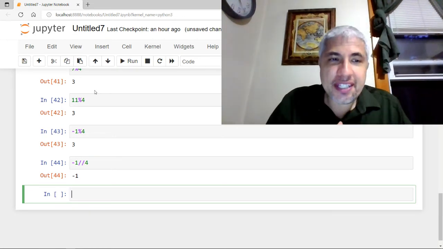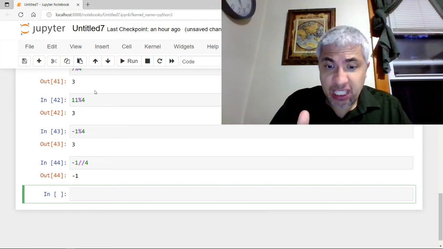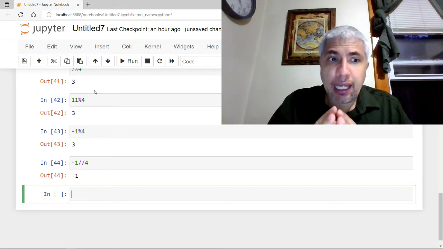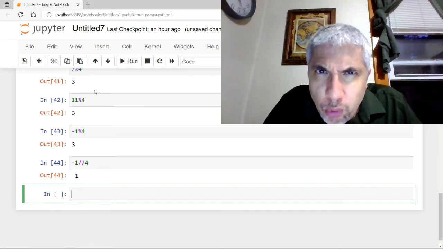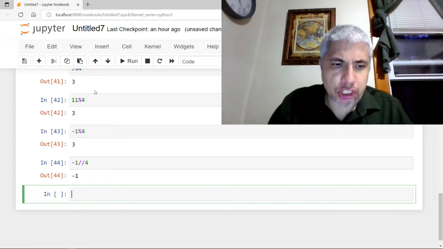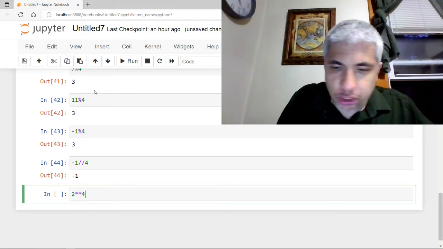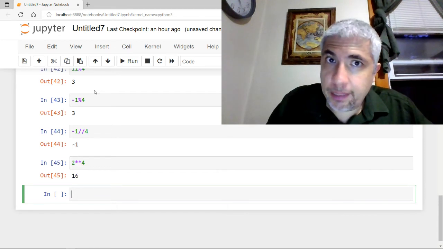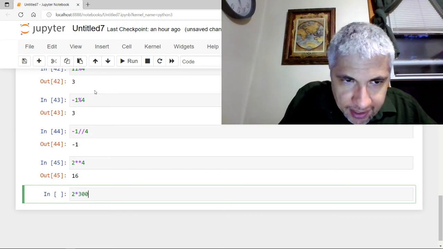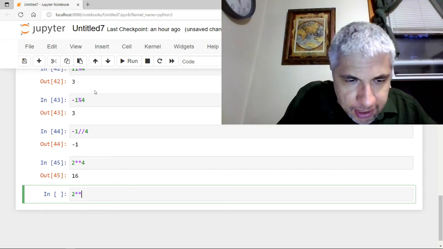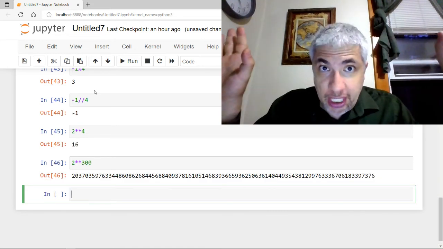Okay, so this gives us an introduction to addition, subtraction, multiplication, and division, and we have more operations to deal with. You know what? Let's squeeze one more in right here. Let's do exponentiation. If I want 2 to the 4, I'm going to use a double star. That's the operator for exponentiation. And I can actually get quite big, not 2 times 300, but 2 to the 300th power. Python is not at all scared of big numbers.